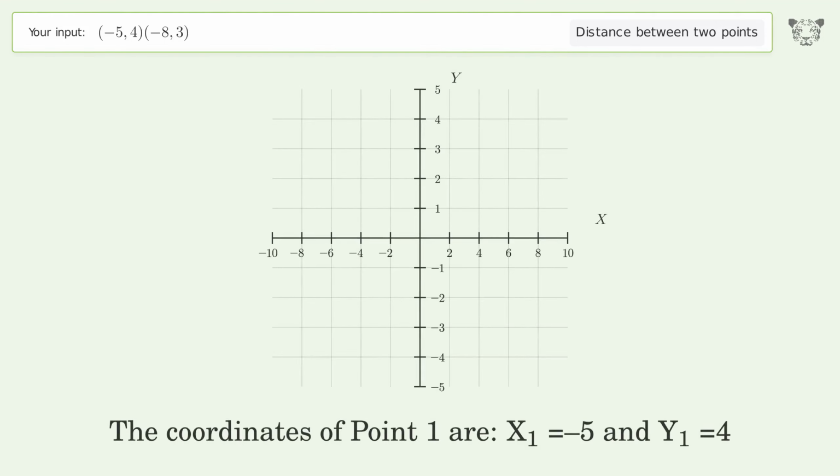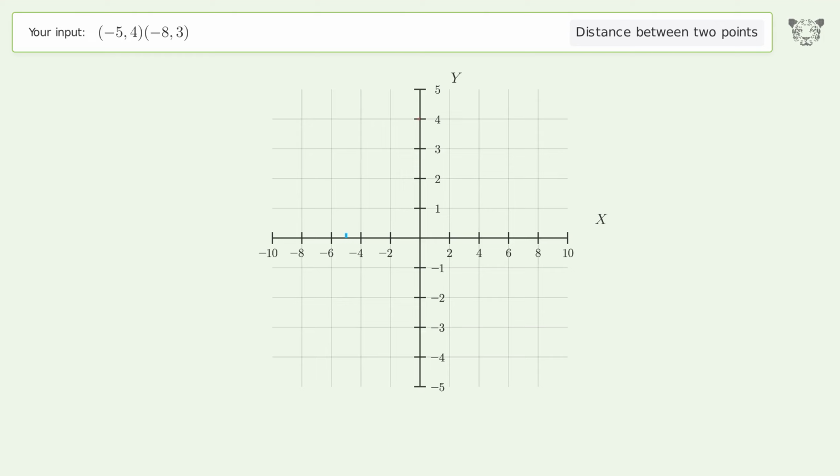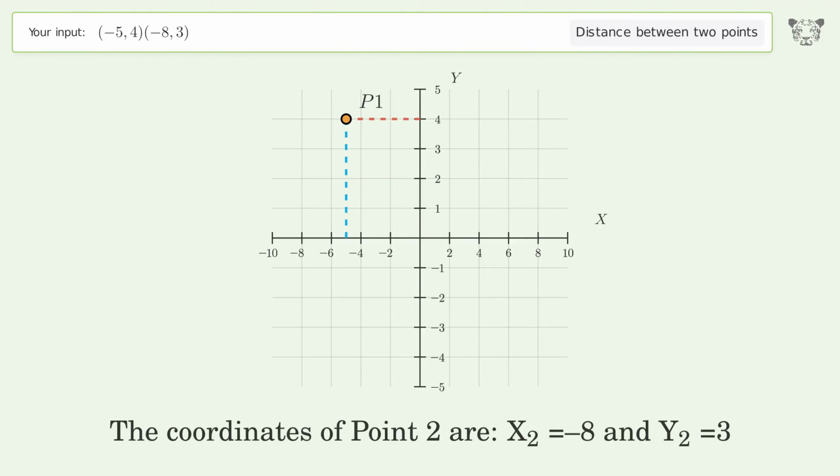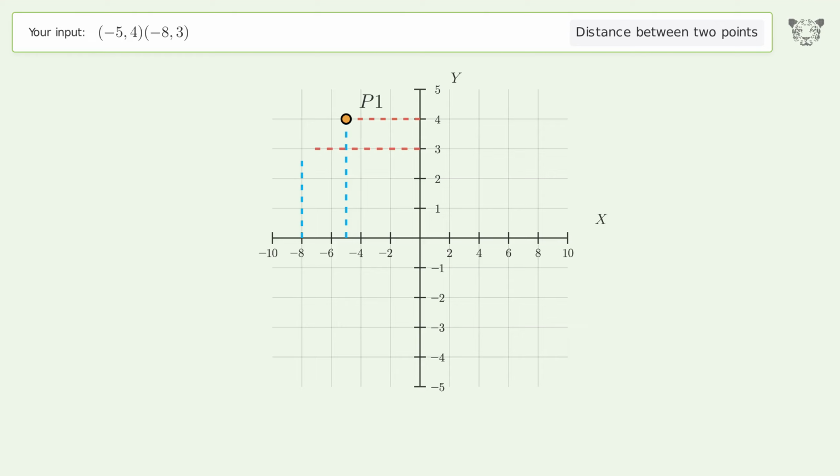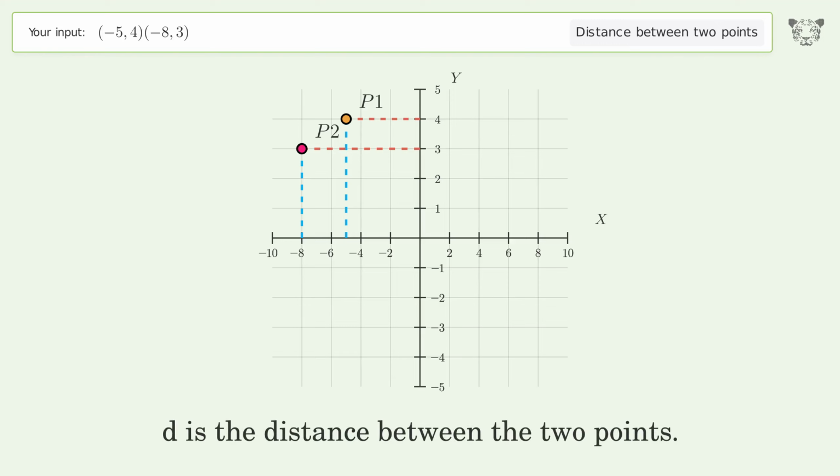The coordinates of point 1 are x1 equals -5 and y1 equals 4. The coordinates of point 2 are x2 equals -8 and y2 equals 3. D is the distance between the 2 points.